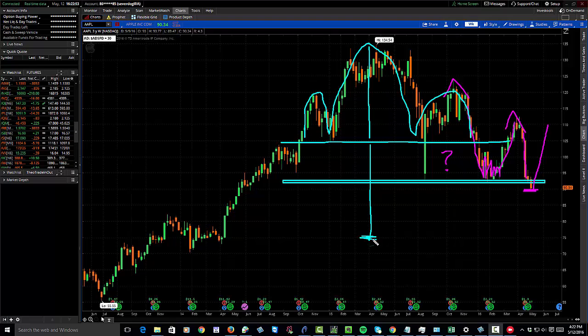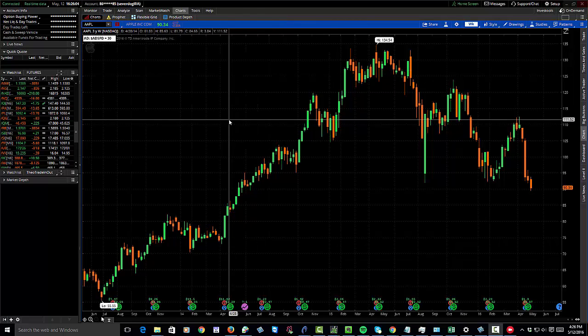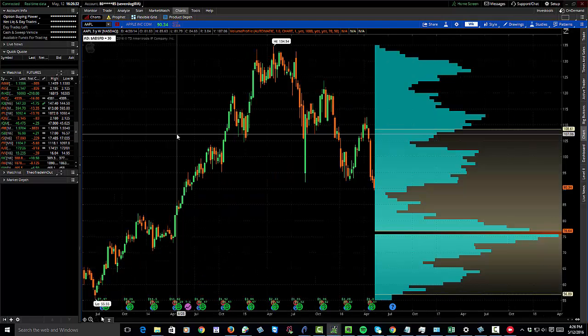Something else that I can do is apply what's called volume profile to this chart. Now, volume profile is typically thought of as more of a day trading type of analysis technique, but we can certainly use it even on something like a weekly chart. Okay, so there it is. Now, don't be scared by this.